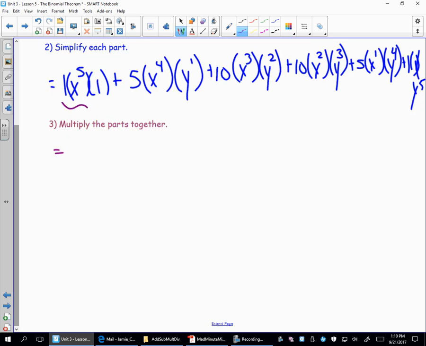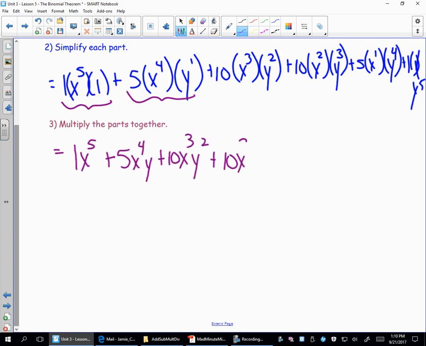So if we multiply this all together, we end up with 1x^5. This all together is 5x^4y, 10x^3y^2, 10x^2y^3, 5xy^4, and 1y^5. And there's Pascal's triangle used to expand a binomial.